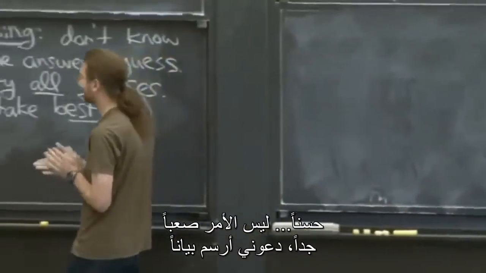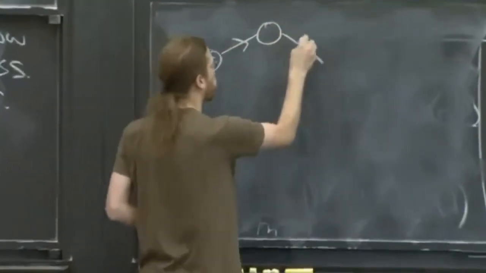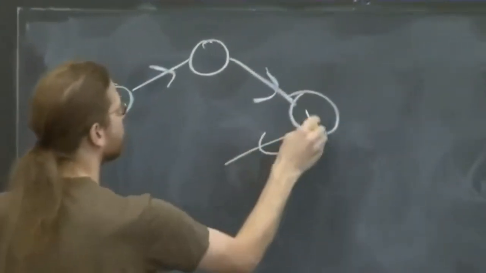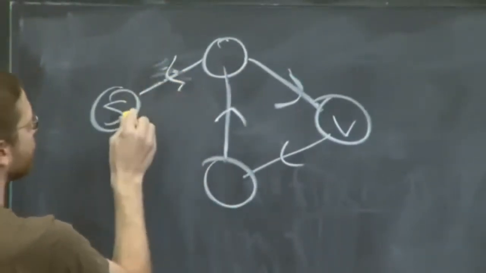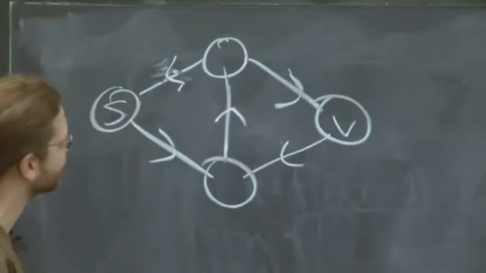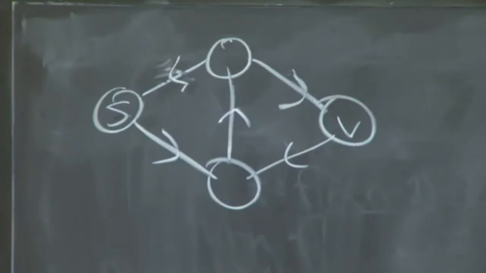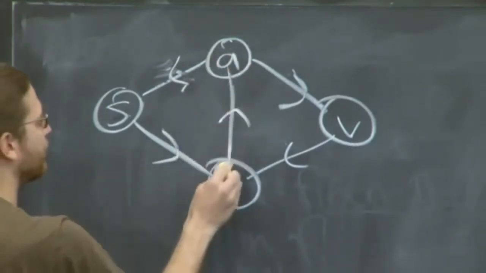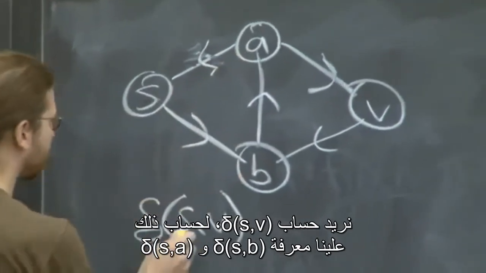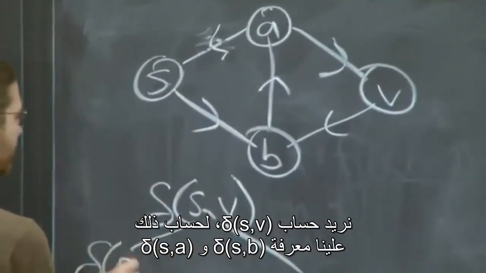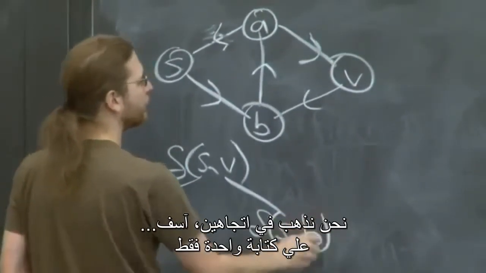All right, it's not so tricky. Let me draw you a graph. Something like that. So if we wanted to compute delta of s comma v, let me give these guys names A and B. So we compute delta of s comma v. To compute that, we need to know delta of s comma a and delta of s comma b. Right, those are the 2 ways.